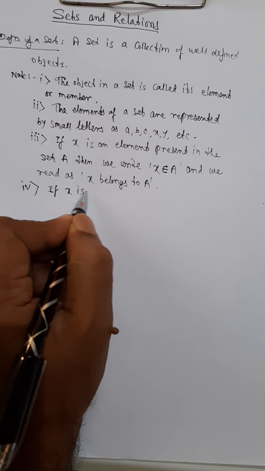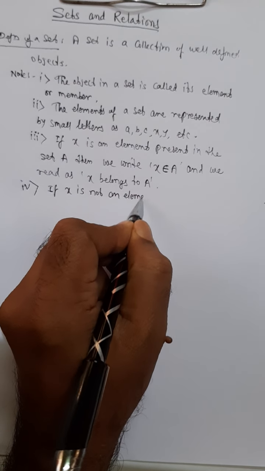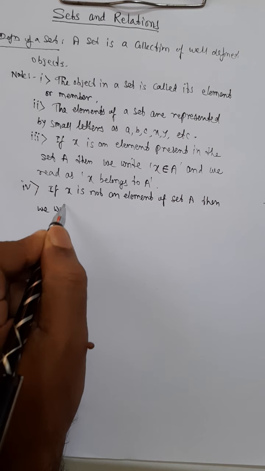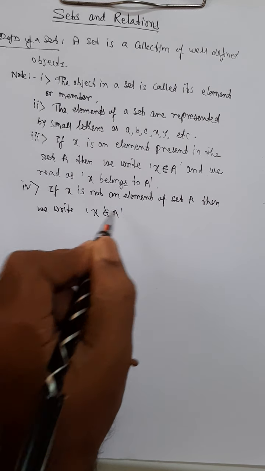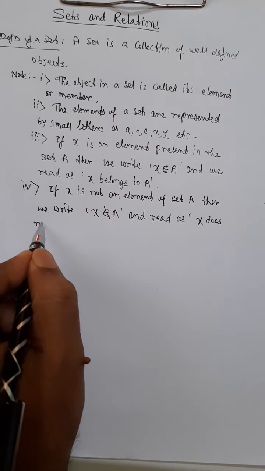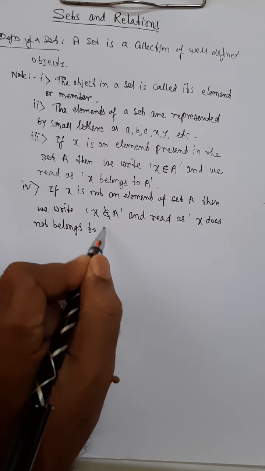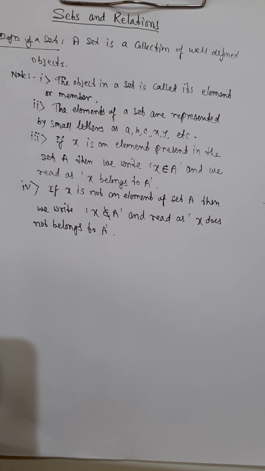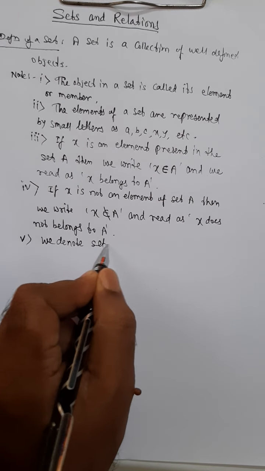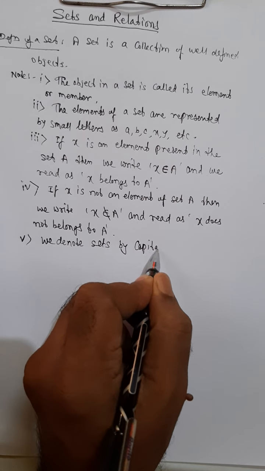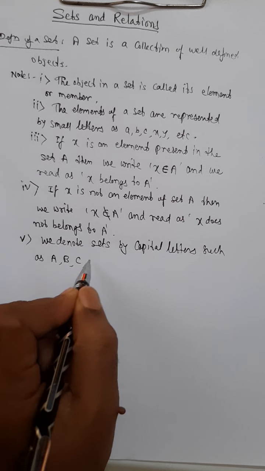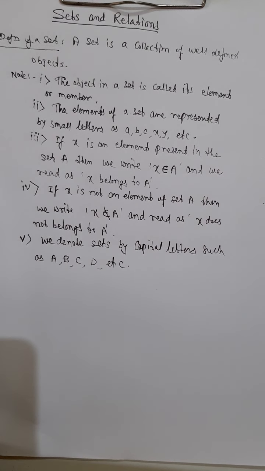Next point, if x is not an element of set A, then we write like this and read as x does not belong to A. Next point, we denote sets by capital letters, such as A, B, C, D, etc.